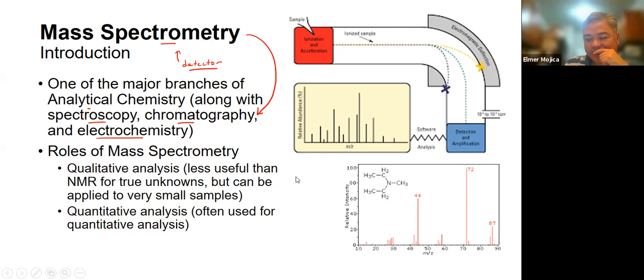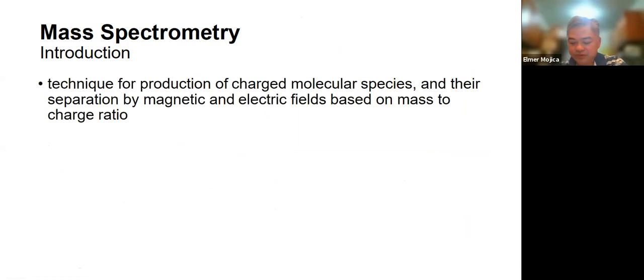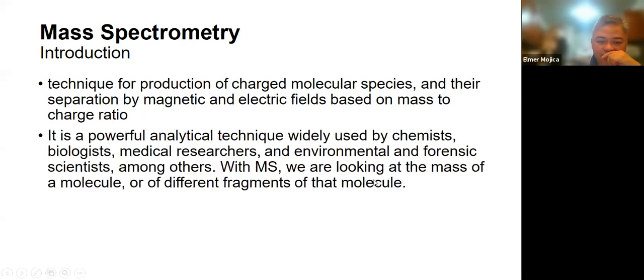The thing that we usually read in mass spectrometry. Mass spec is an analytical technique for the production of charged molecular species and their separation by magnetic and electric fields based on mass-to-charge ratio. It is a very powerful analytical technique, widely used in science by chemists, biologists, medical researchers, and environmental and forensic scientists, among others. With mass spec, we're looking at the mass of a molecule or of different fragments of a molecule.